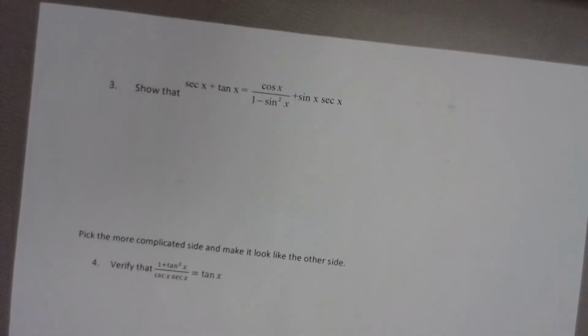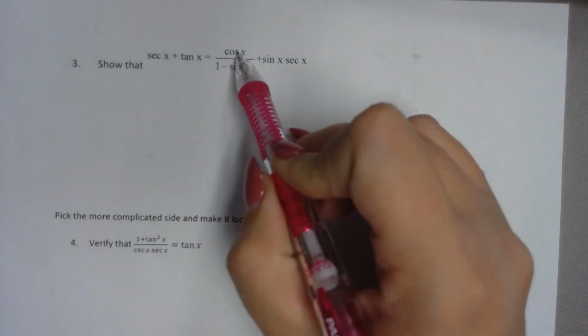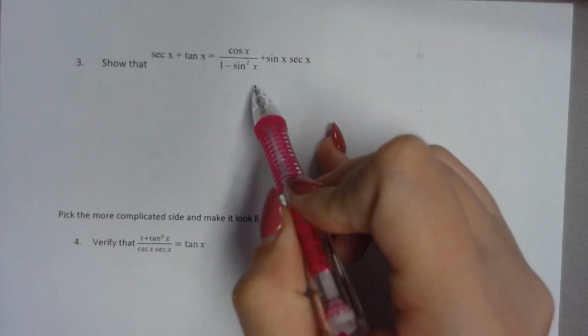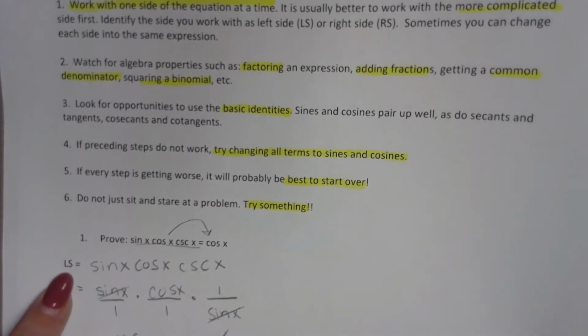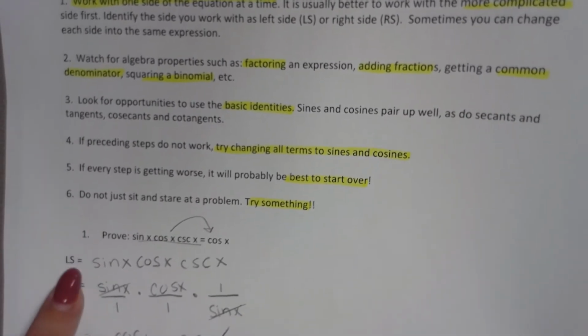Okay, let's look at some more problems. Number 3. Show that secant of x plus tangent of x equals all of this. Okay, so if you notice in these problems, I said left side equals, right? So I was kind of giving you a hint. We should start with the left side. You're not always going to start with the left side. You're always going to start with the more complicated side.